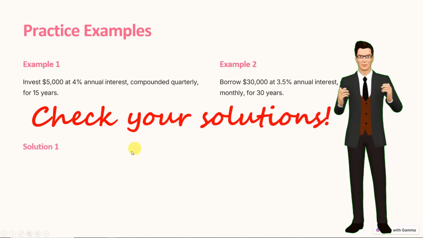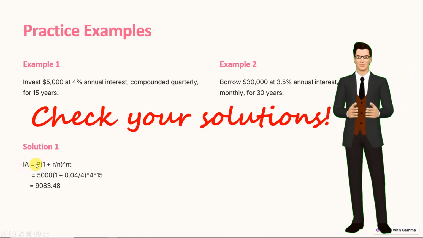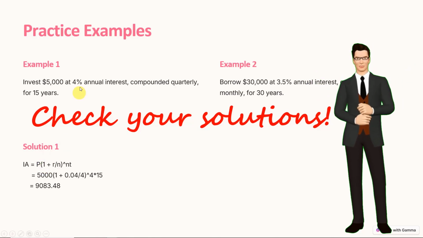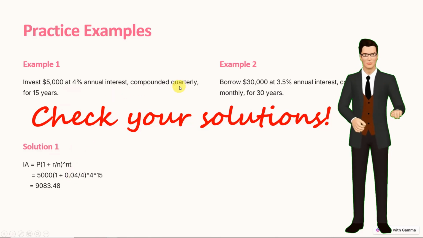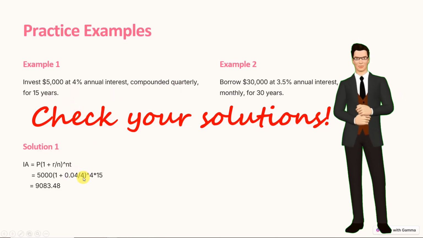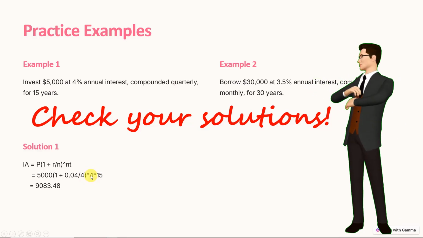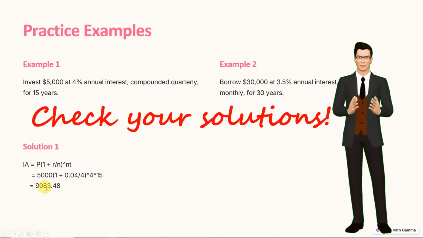Solution number 1. Your end amount is going to be your principal amount, which is $5,000, multiplied by 1 plus the rate. Now the rate we have to convert from percent to a decimal, and if you divide 4 by 100, you'll get 0.04. They say quarterly, which is 4 times per year, so we divide it by 4. Then our exponent is going to be 4 times 15, because it's 4 times per year for 15 years. So in the end, it's going to work out to 9,083.48.